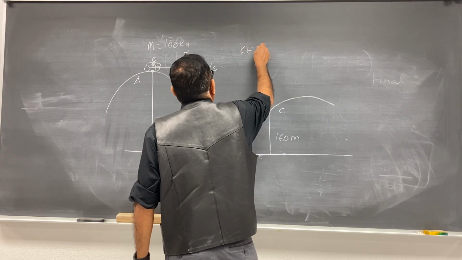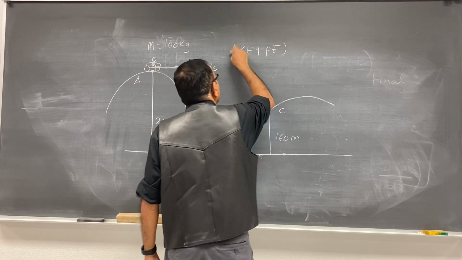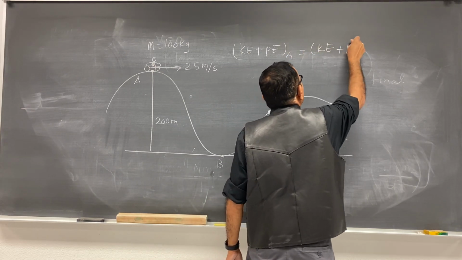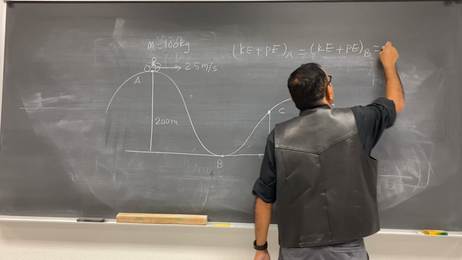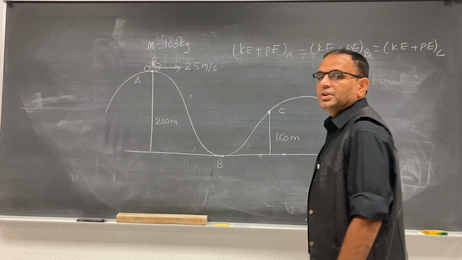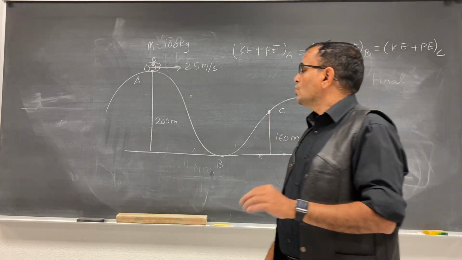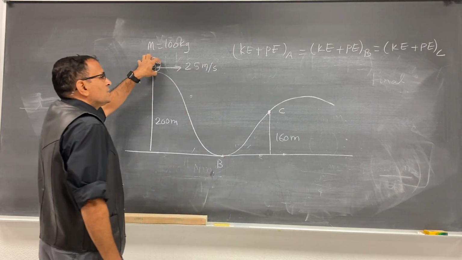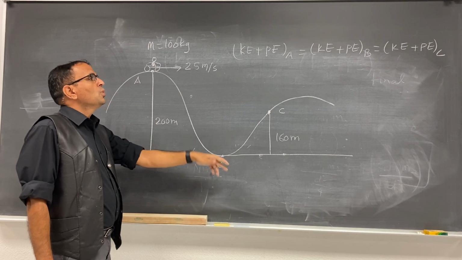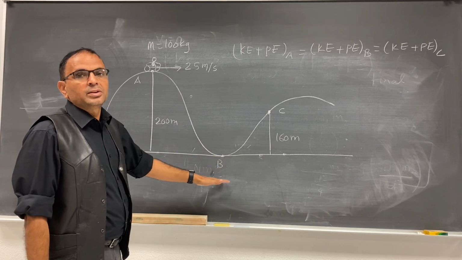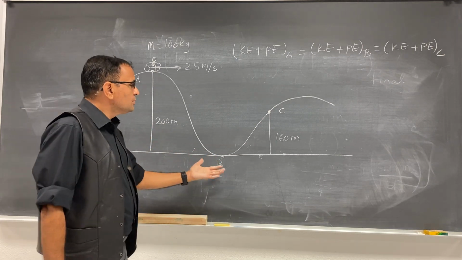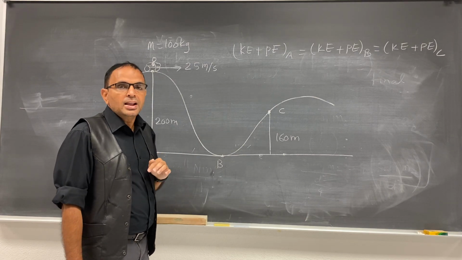Kinetic energy plus potential energy at point A is equal to kinetic energy plus potential energy at point B. This is equal to kinetic energy plus potential energy at point C. Same thing, because there is no friction at all. So if you calculate the kinetic energy and potential energy at point A, you have the same energy at point B. What is the total energy at point B? Total energy at point B is equal to total energy at point A.